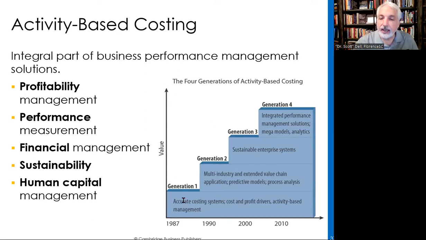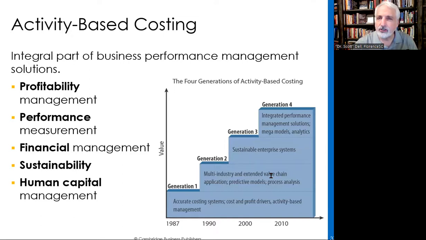First generation, accurate costing systems were designed to cost and profit drivers geared towards activity-based management. Multi-industry extended the value chain application. That value chain is, where do we add value in the process? What are we doing that adds value? Are we making cornflakes? Well, we're adding value when we're going in and saying, okay, we're mixing the flour, the sugar, the raw materials going in, then we're baking it. That contributes to the value. We're ultimately packaging it. Yeah, that contributes to the value as it goes out the door.